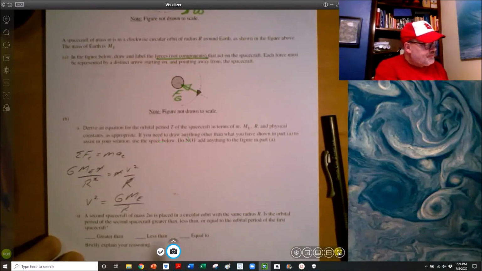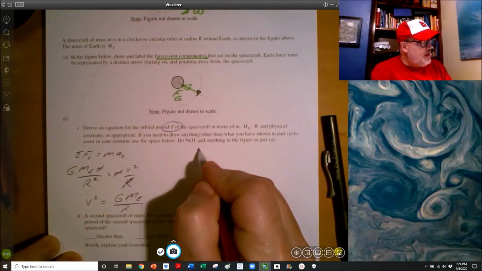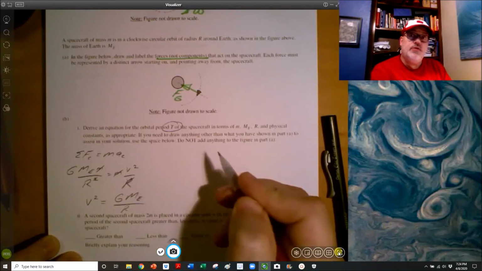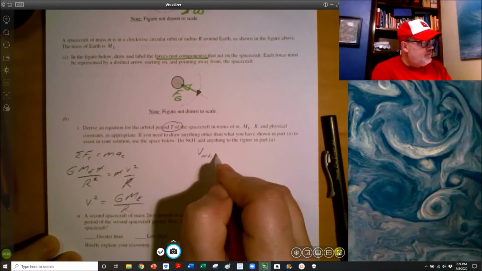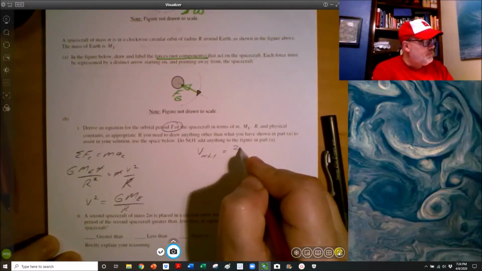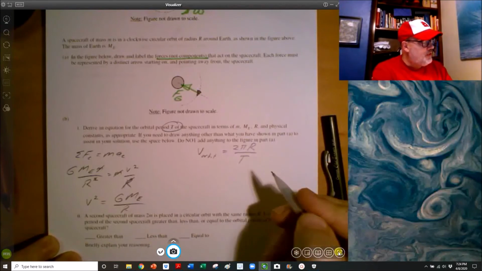There we go. All right, well, that's not good enough. We need time period. So I need an equation that has time period in it. So let's see. We do know that the time period is related to the velocity. So the velocity in orbit, if it's a circular orbit, is a circumference, 2 pi r in this case, capital R, over the time period.